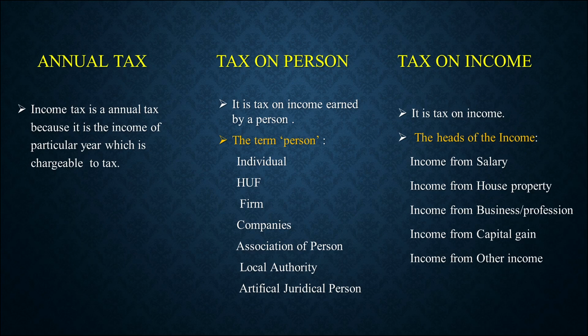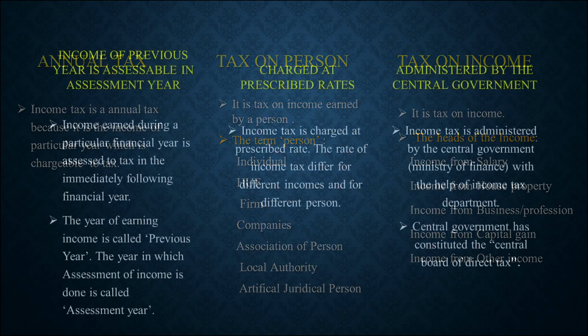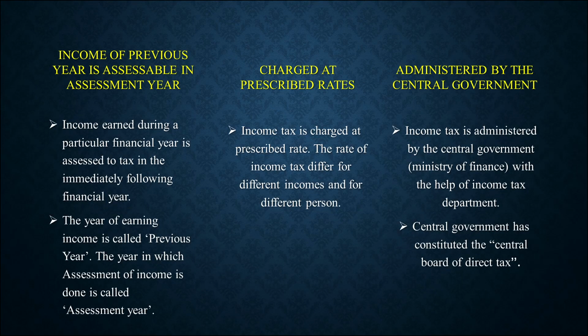And tax on income: it is a tax on income under the heads of five incomes. First, income from salary; second, income from house property; third, income from business and profession; fourth, income from capital gain; and fifth, income from other sources. And the next feature: income of the previous year is assessable in the assessment year. Income earned during a particular financial year is assessed to tax in the immediately following financial year. The year of earning income is called the previous year. The year in which assessment of income is done is called the assessment year.